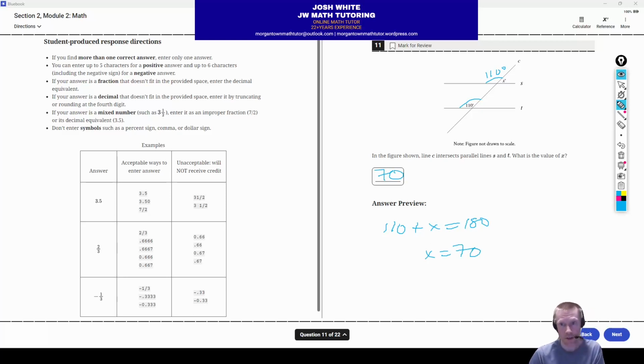Alternate way to think about this, you could notice that this angle that you're given is 110. This angle here will be 70 because these two angles are same side interior angles, which are supplementary. Therefore, they add up to 180. So this angle is 70 degrees. This angle is a vertical angle with x. Therefore, it also has to be 70 degrees because vertical angles are always congruent. So however you want to think about it, correct answer is 70 degrees for this question.